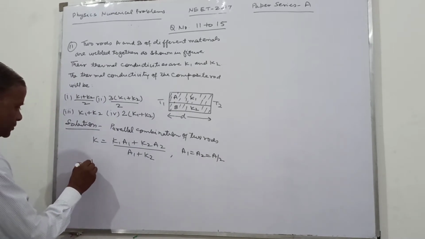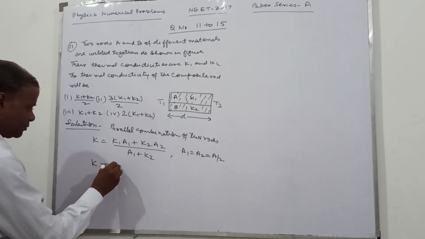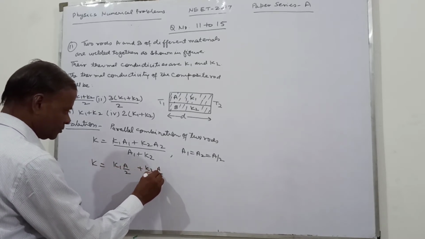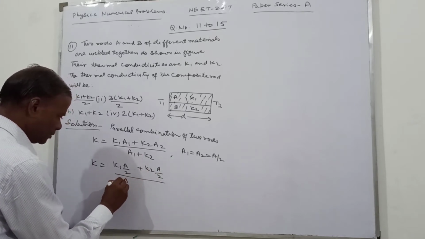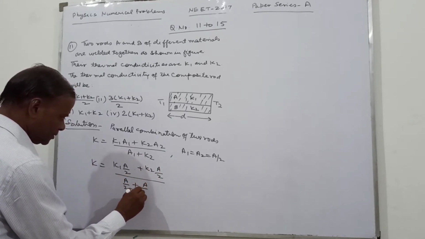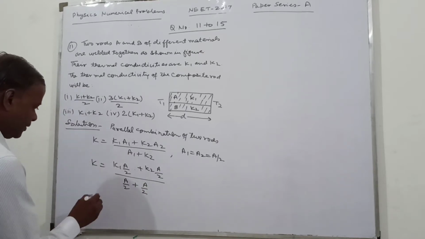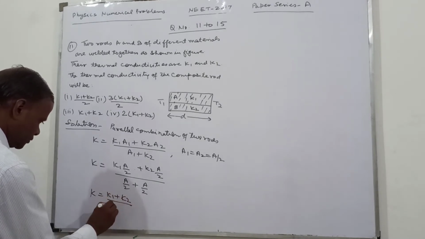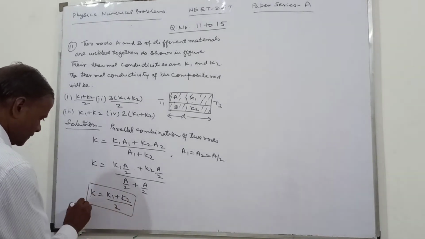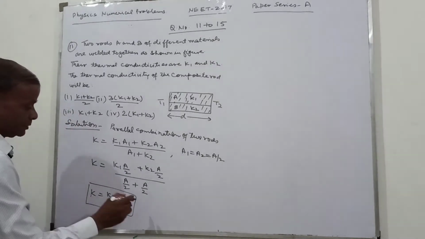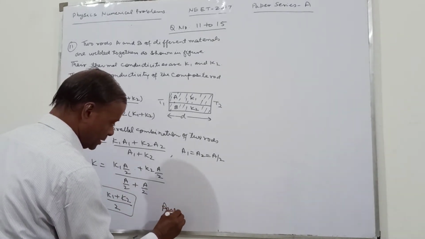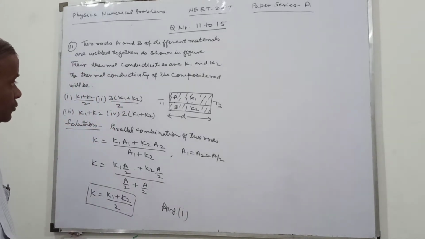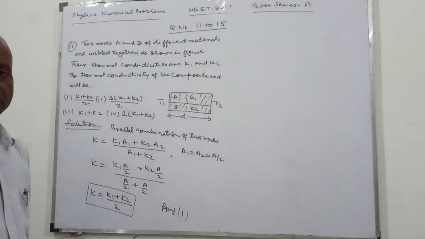Now apply this. So this K is K1 times A upon 2 plus K2 times A upon 2, upon A upon 2 plus A upon 2. So what we have is K equal to (K1 plus K2) upon 2. So our answer must be the first one. The right choice is the first choice. So this is the answer to question number 11.